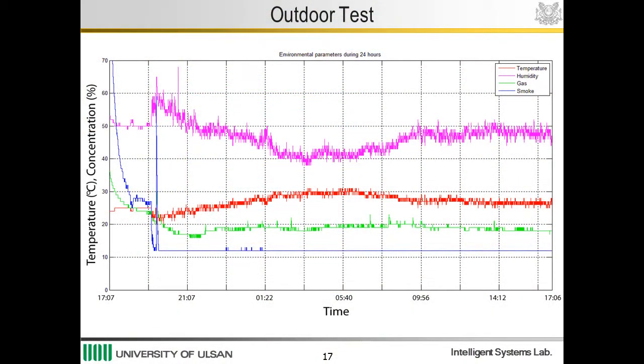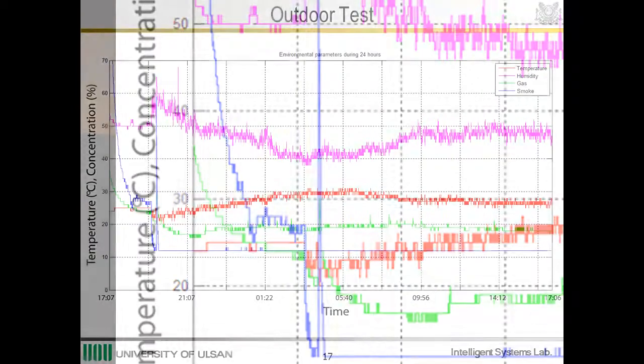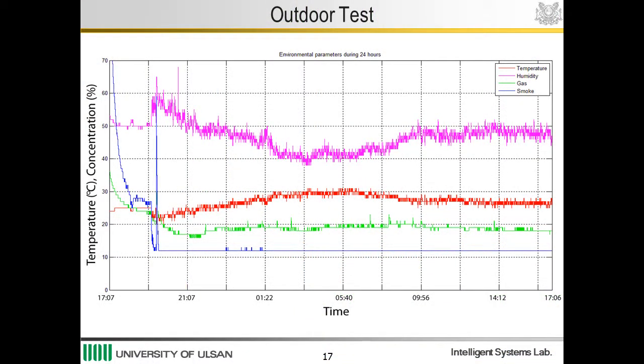We have conducted outdoor tests, and we can see here the high peak for the smoke sensor. At that time, a person smoked near the sensor, for test purposes. But because of this problem, we cannot really distinguish whether the smoke appeared or the sensor node just needs time for warming up. It's a drawback of old style sensors.